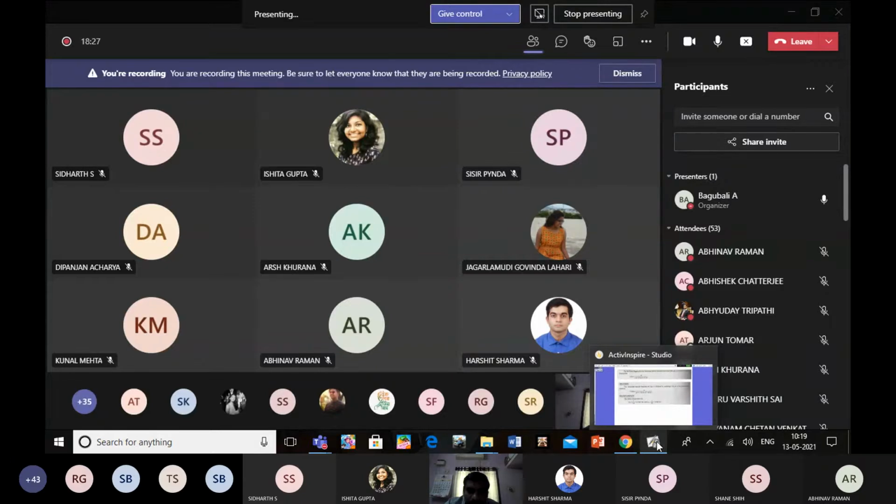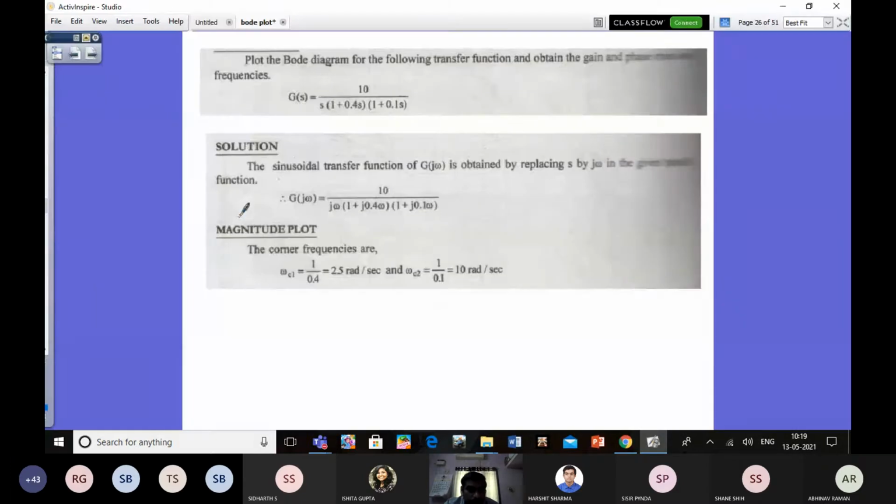Ishita, you tell me the first step. Ishita, are you there? Yes, sir. So first we can replace S with J omega. Okay, first step. First, you check whether it is in time constant form or not. If it is not, convert into time constant form. But in the problem it is already in time constant form, sir. Substitute S is equal to J omega. Next, what do we want to do? So we can determine the corner frequencies. What are the corner frequencies?